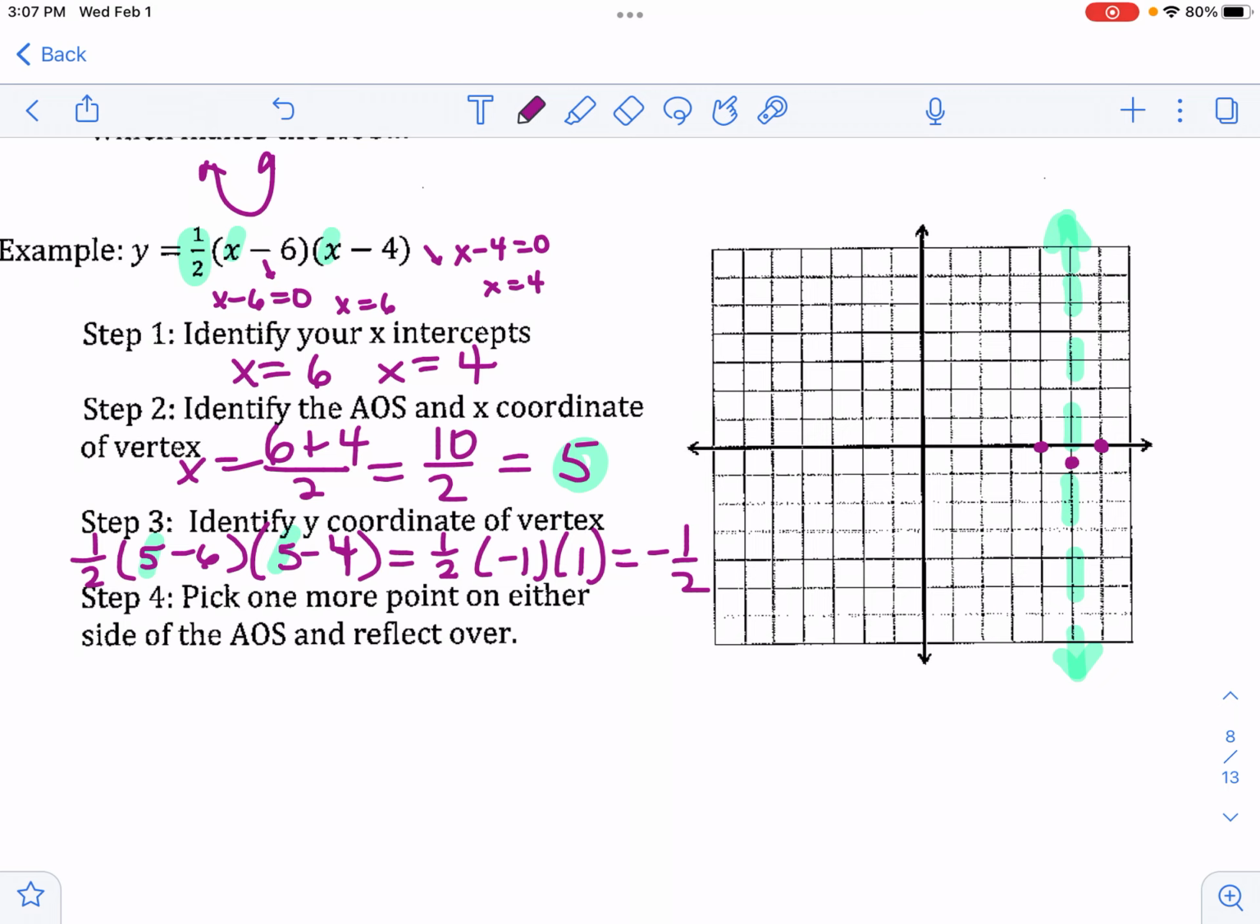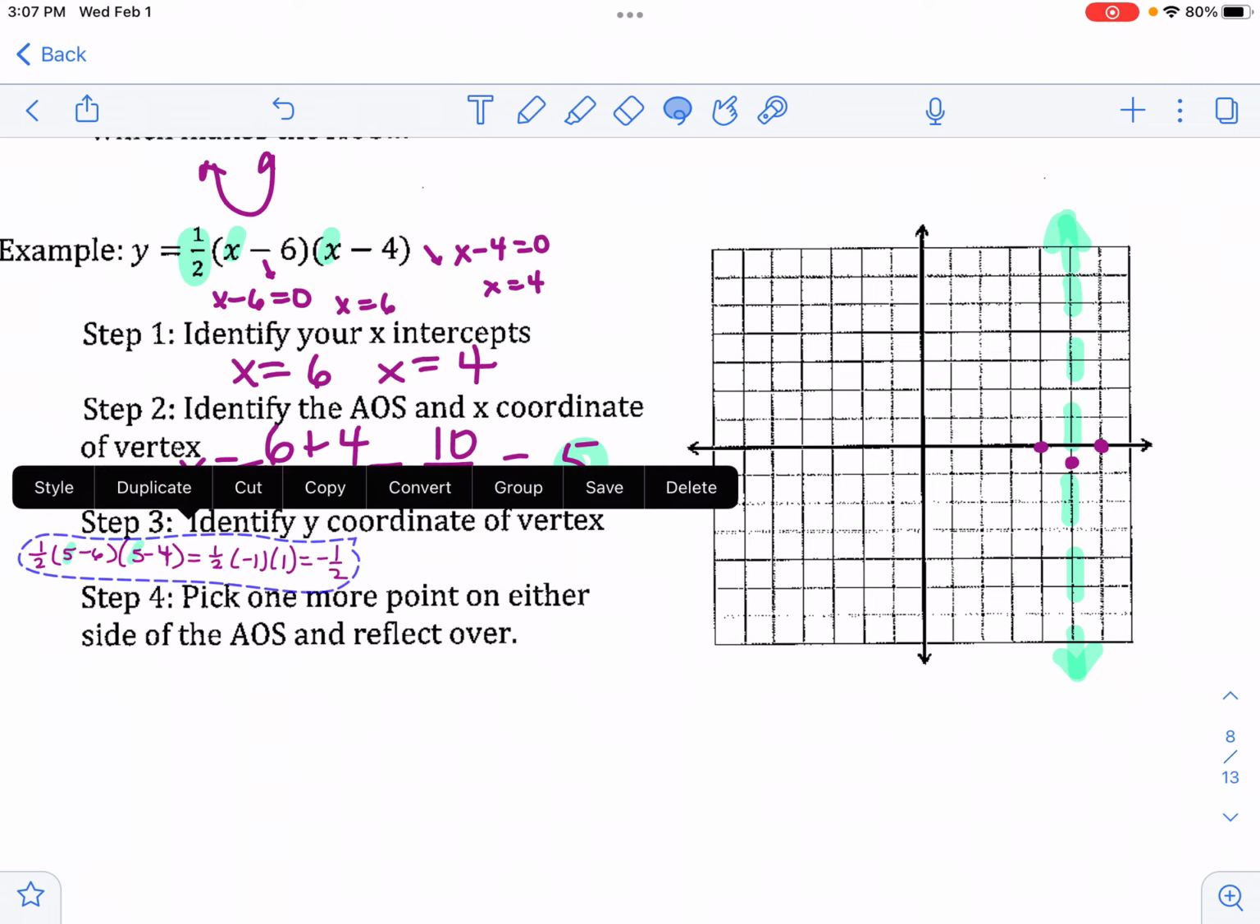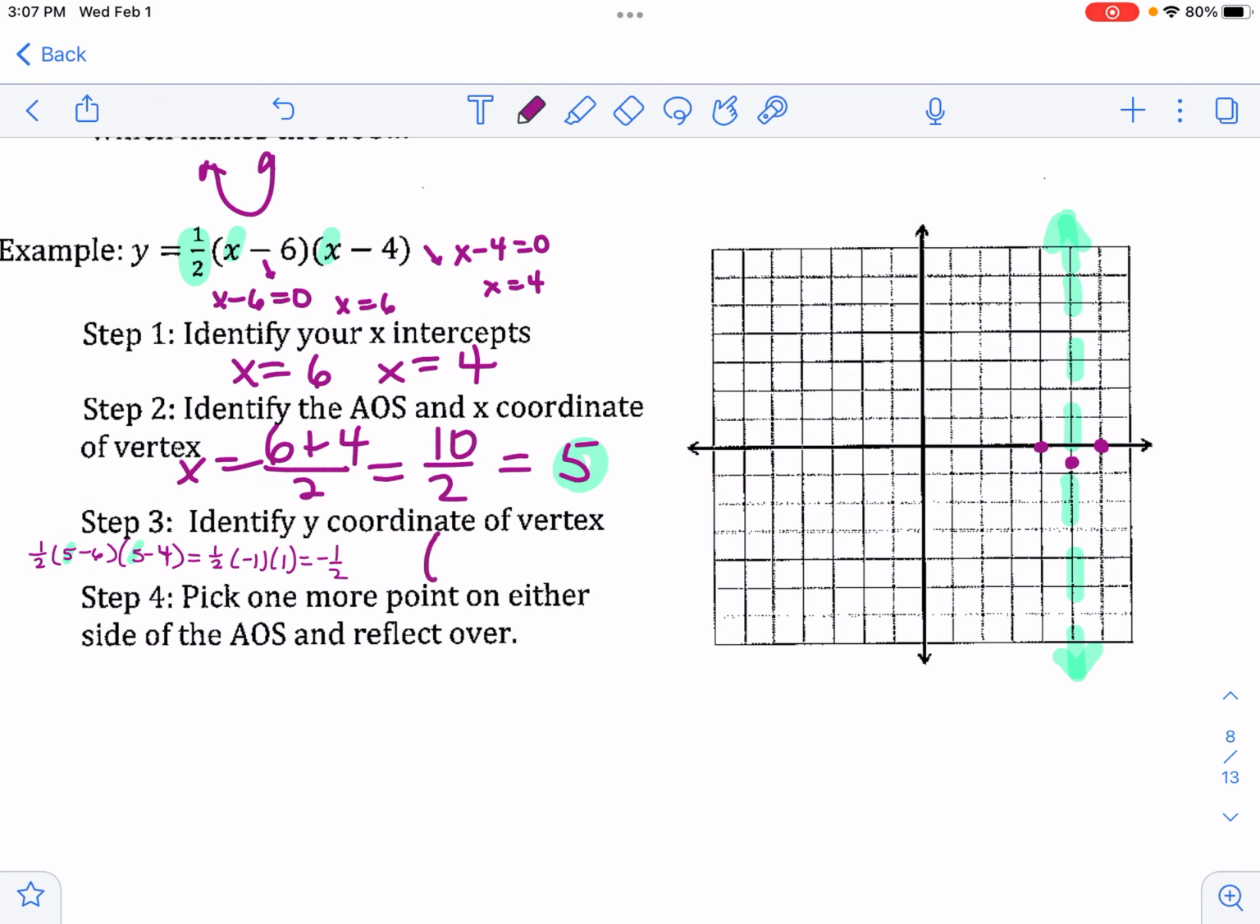All right, so I plot that point. I can write that clearly over here. I knew that my x-coordinate of my axis of symmetry was hanging out at +5, and that -1/2 came out as my y-coordinate.